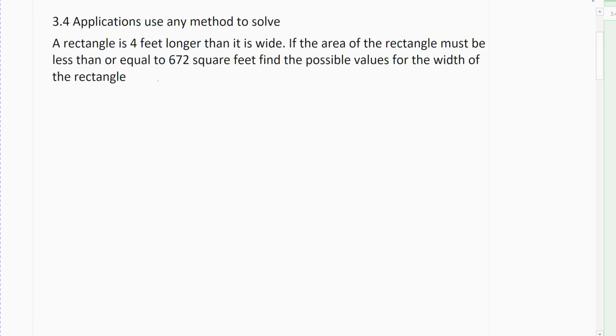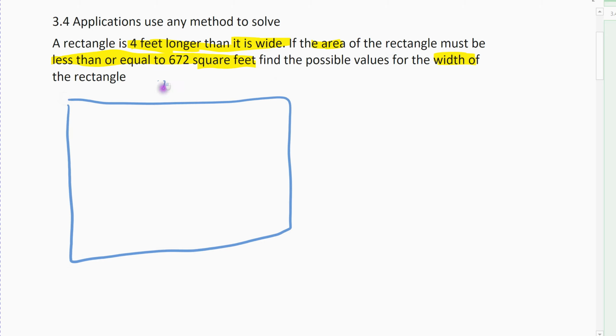I have a rectangle that is 4 feet longer than it is wide. The area of the rectangle must be less than or equal, so there's my inequality, less than or equal to 672 square feet. Find the possible values for the width of the rectangle. So set it up, my rectangle. If I draw my picture, I've got length and I've got width. And so width, let's suppose it's x feet.